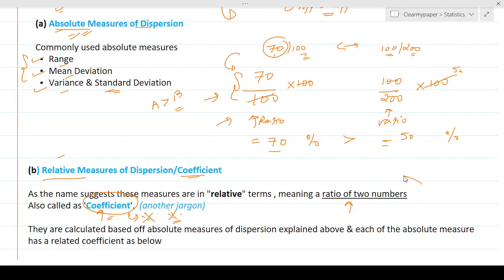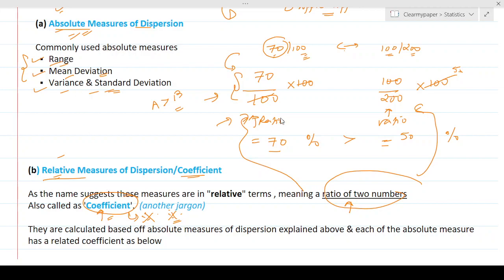You can remember this part because over here we have calculated the ratio of two numbers, right? So we know that in that case, whenever we talk about relative measures or the coefficient, we're talking about the ratio of two numbers. And the beauty is each one of these absolute measures, range, mean deviation, variance and standard deviation, will have a corresponding relative measure, because the ratio or the relative measure or the coefficient is still calculated on the absolute measure.